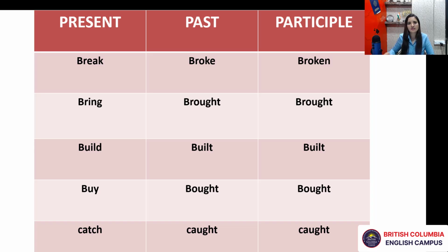The past form of this verb is broke. Now let's create a sentence on this. The window broke on its own. I repeat, the window broke on its own. And the participle form of this verb is broken. Now let's create a sentence on this.